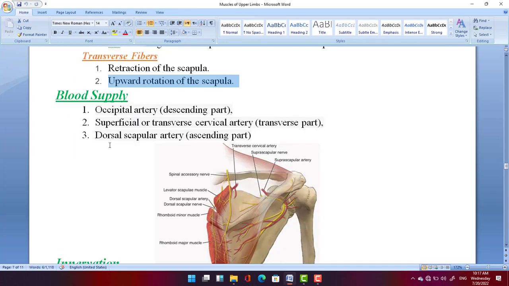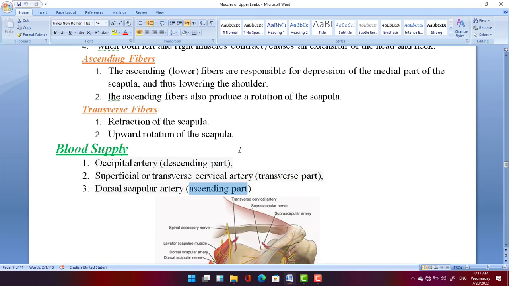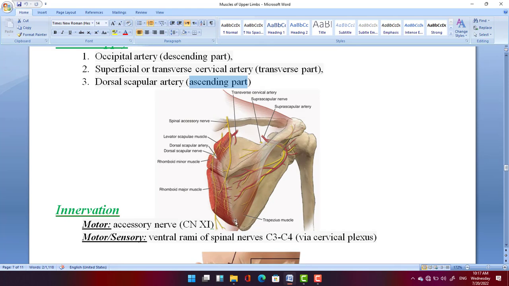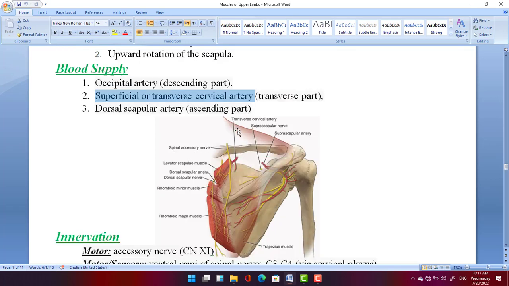These are the actions of this muscle. What is the blood supply of the trapezius muscle? It gets its oxygenated blood from the occipital artery to the superior part of this muscle, from the superficial or transverse cervical artery to the transverse part, and from the dorsal scapular artery to the ascending part. So the lower part of this muscle gets its blood supply from the dorsal scapular artery. The middle or transverse part gets it from the superficial or transverse cervical artery, and the superior part gets its blood supply from the occipital artery.